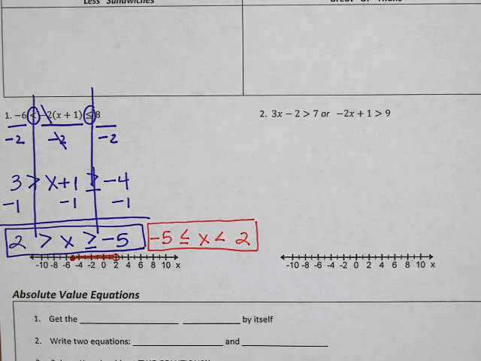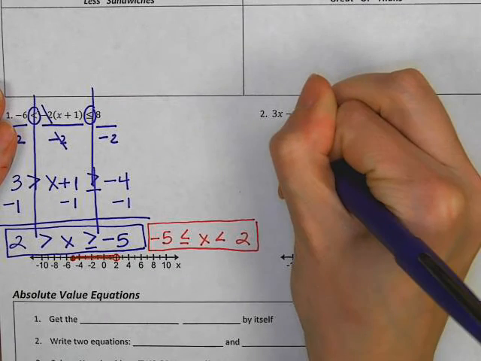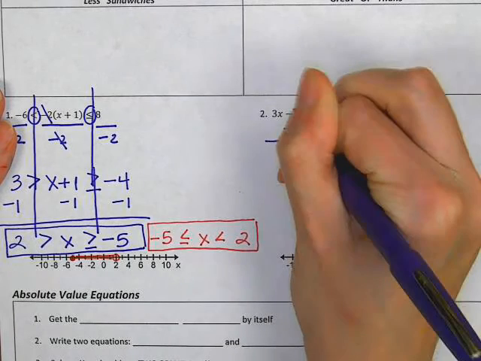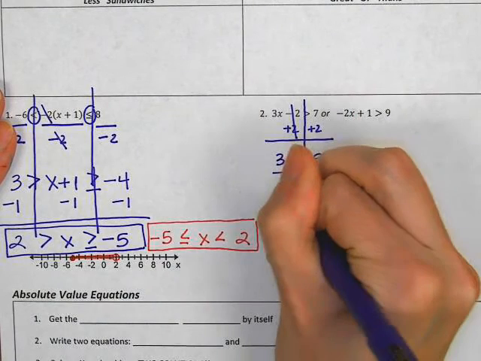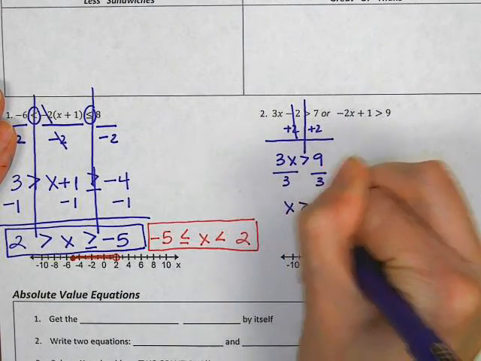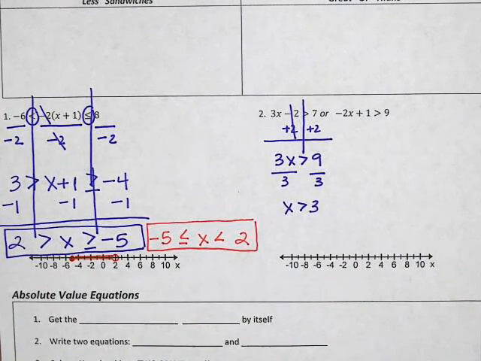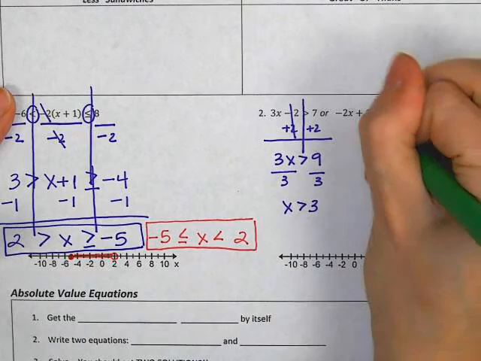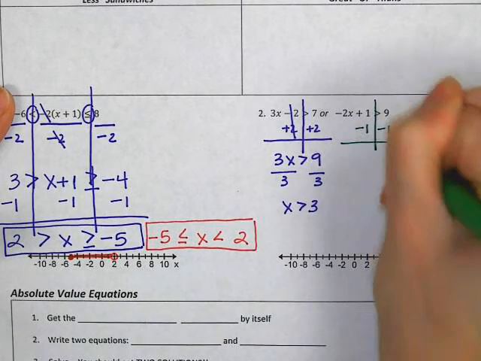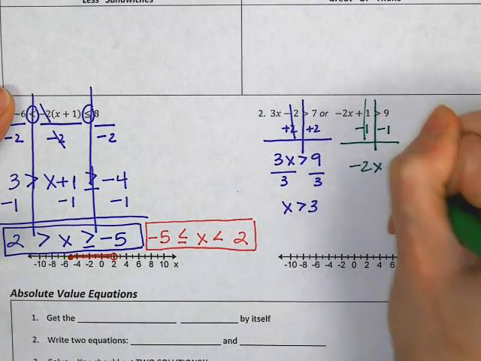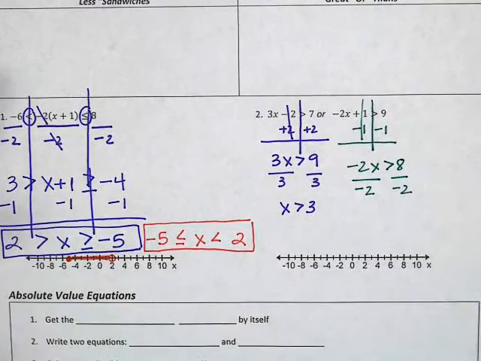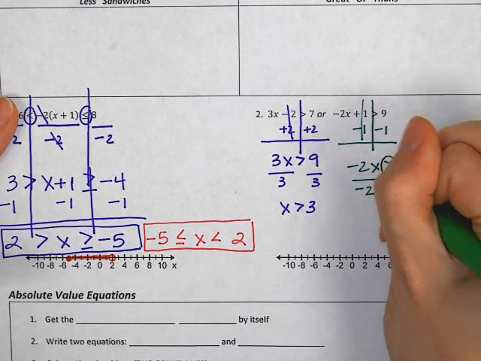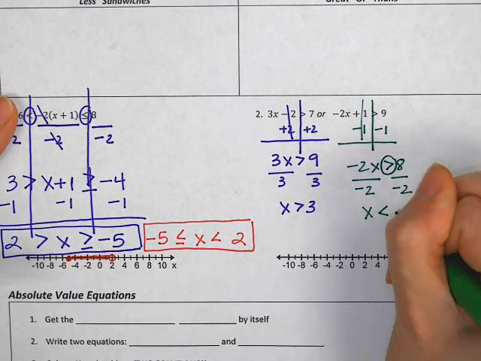And then the or is when you solve them separate. Okay, so we're going to draw our wall, +2, +2. You get 3x is greater than 9, and then divide by 3, x is greater than 3. And then you're going to do the other one totally separate. Draw the wall, -1, -1. You get -2x is greater than 8. Divide by -2, but we divided by a negative, so we have to flip the symbol. So we get x is less than -4.